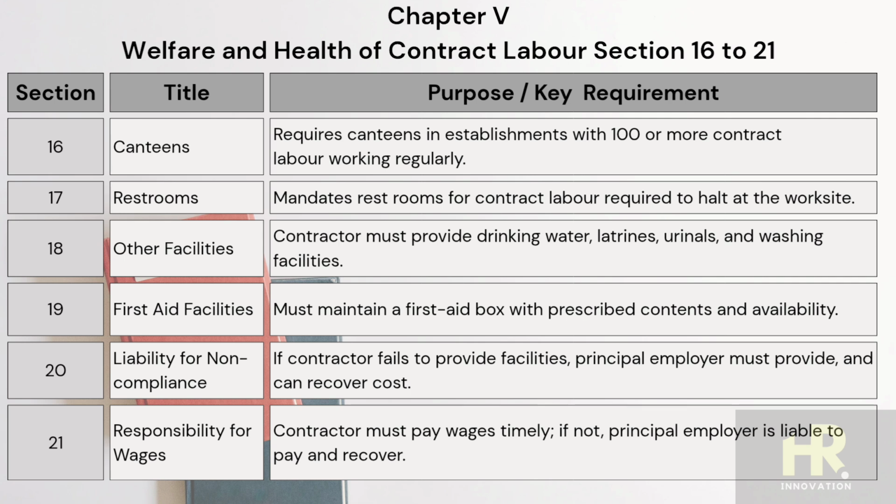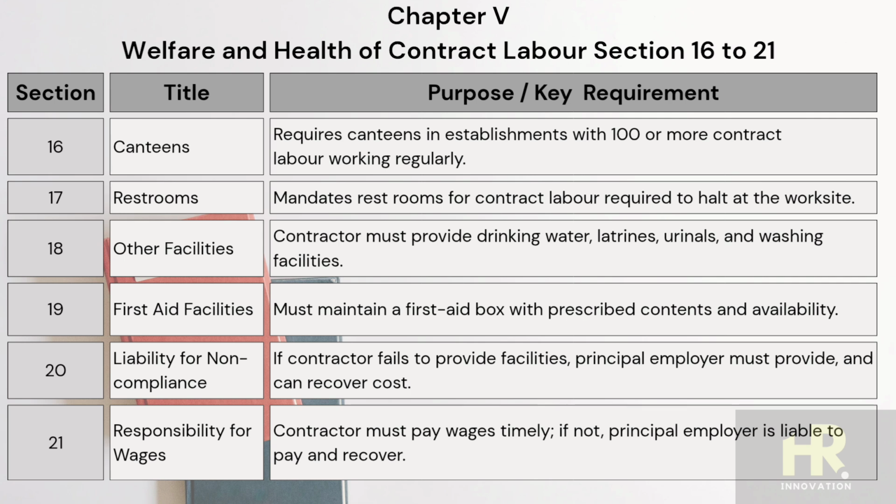Section 19 First aid facilities. Every contractor must maintain a first aid box at the work site, with all prescribed items. This is to deal with any minor injuries or emergencies. Section 20 What if contractor fails? If the contractor fails to provide these facilities, the principal employer must step in and provide them. Later, they can recover the cost from the contractor.